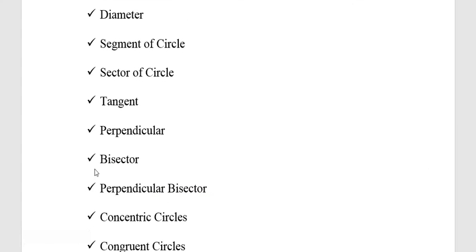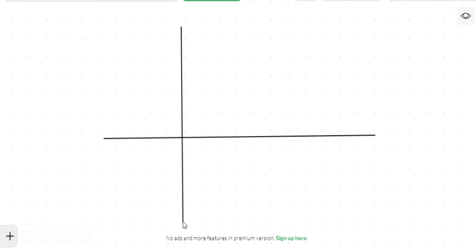And the next is, what is perpendicular? Basically, the perpendicular is a line. Let me draw a good one. This is a line, and any other line that makes a 90-degree angle over here. Let me show you. If one line makes a 90-degree angle with another line, this line is called a perpendicular line to this one, and this line is also perpendicular to this line. So two lines which make 90 degrees with each other are perpendicular lines to each other.